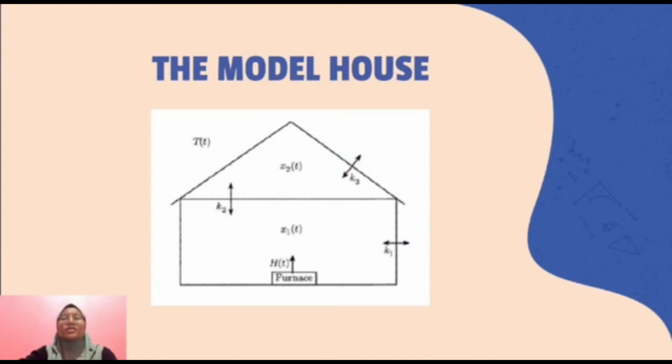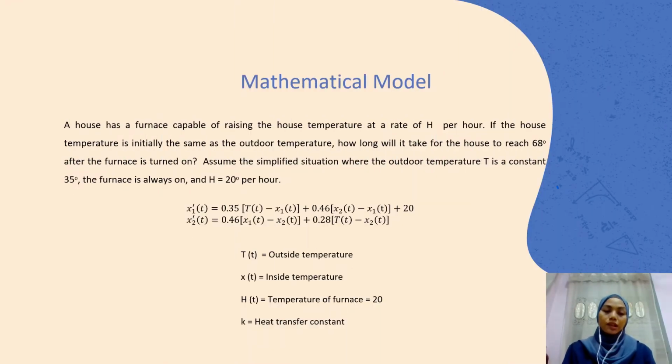In this project, we chose to use a model house for our mathematical modeling. To avoid overcomplicating our model, we will ignore the heat loss through the floor of the house. The mathematical model, which is a house, has a furnace capable of raising the house temperature at a rate of H per hour. If the house temperature is initially the same as the outdoor temperature, how long will it take for the house to reach 68 degrees after the furnace is turned on?